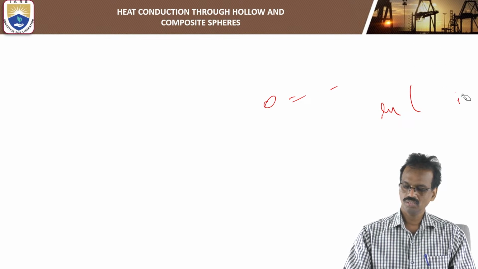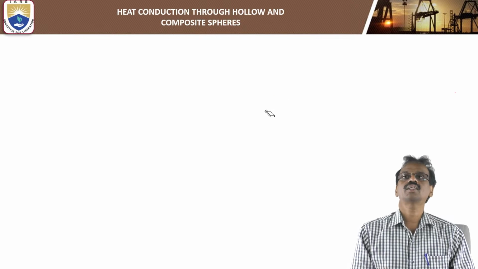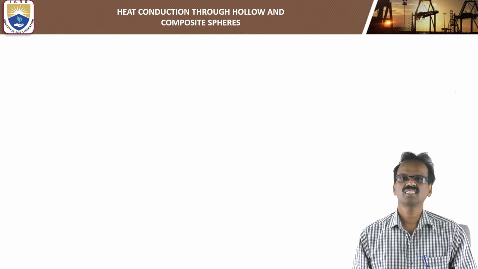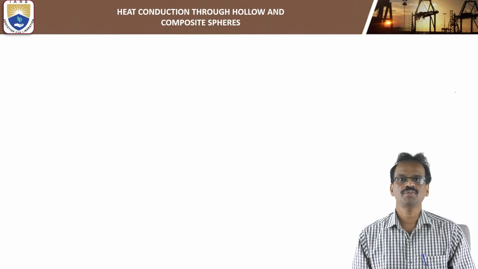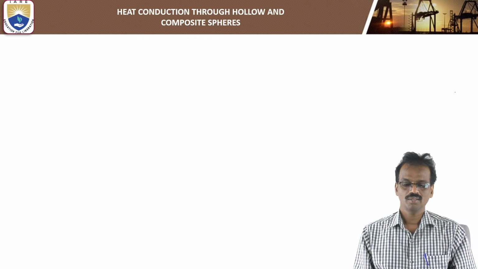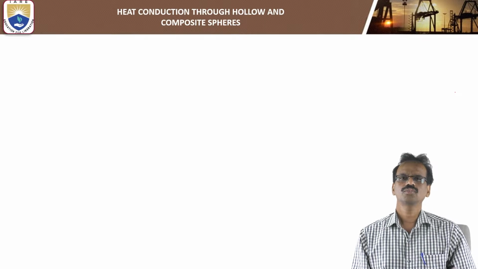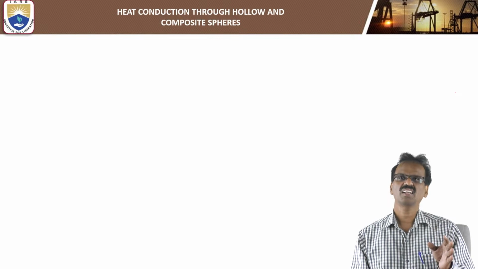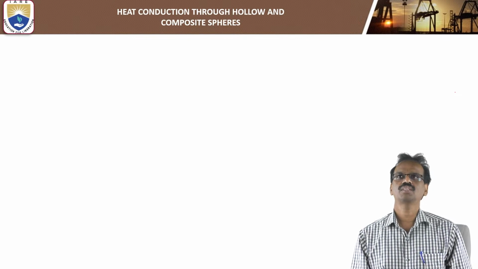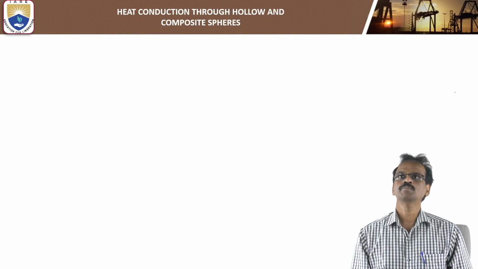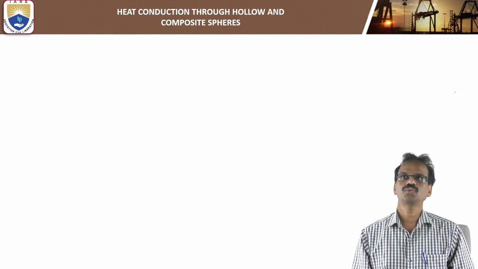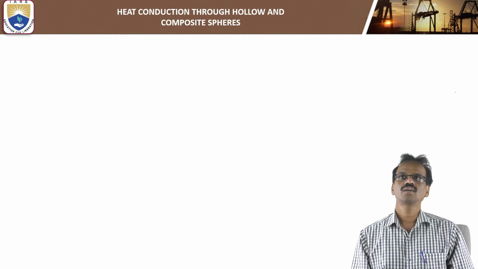We also discussed the critical radius of insulation in cylinders, which was explained in the previous class. Now we'll see heat conduction through hollow and composite spheres. First we discussed the rate of heat transfer in slabs and composite slabs, then in cylinders and composite cylinders. Now we'll see the rate of heat transfer through a hollow sphere and through composite spheres.